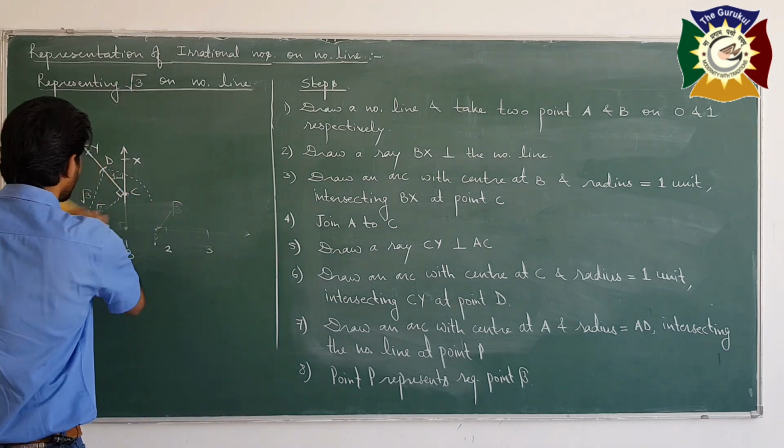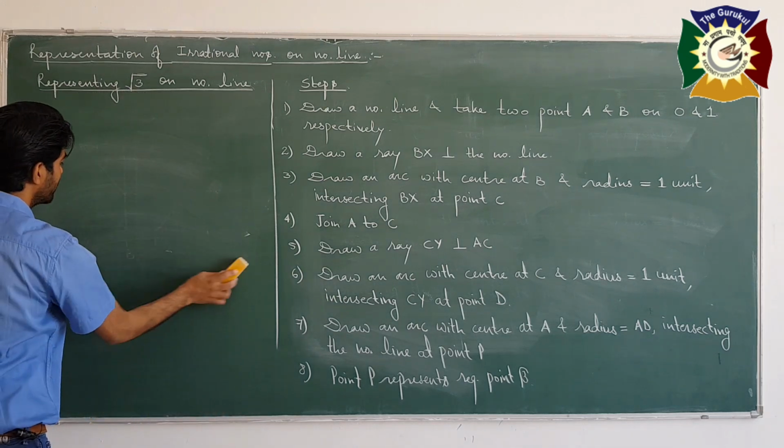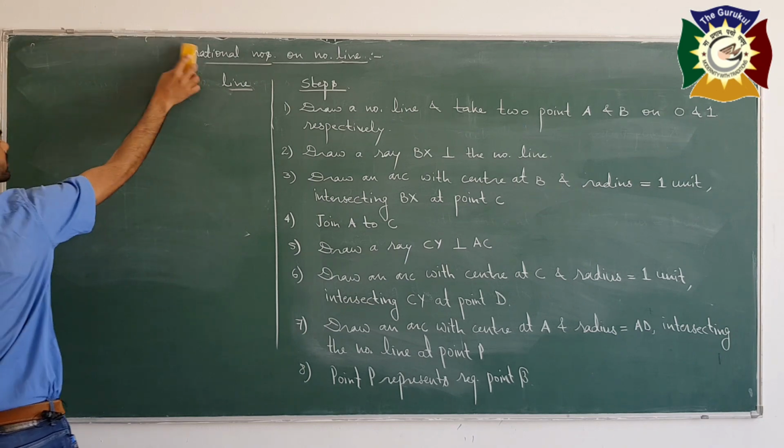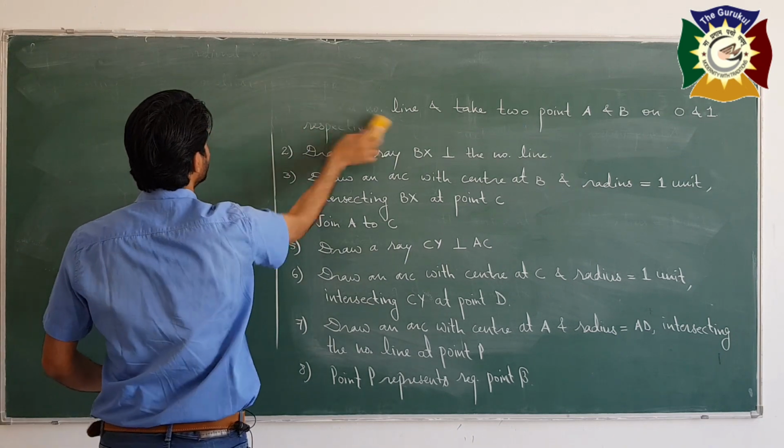Now, one more method can be there. In short, we will discuss the methods to represent these numbers on the number line.